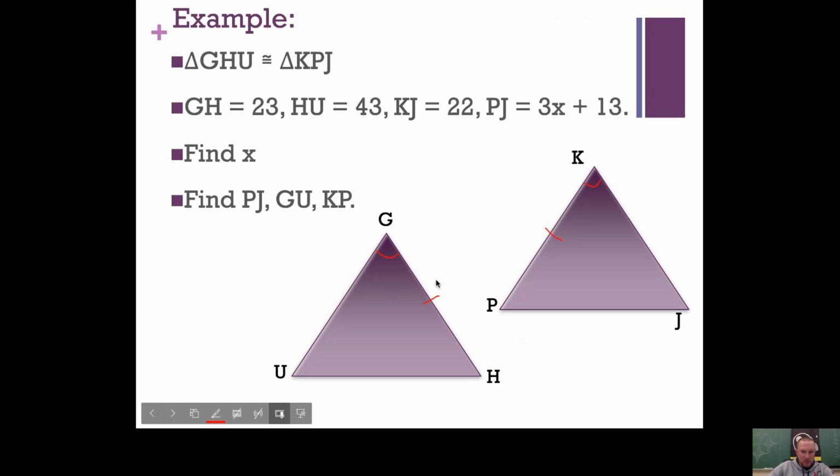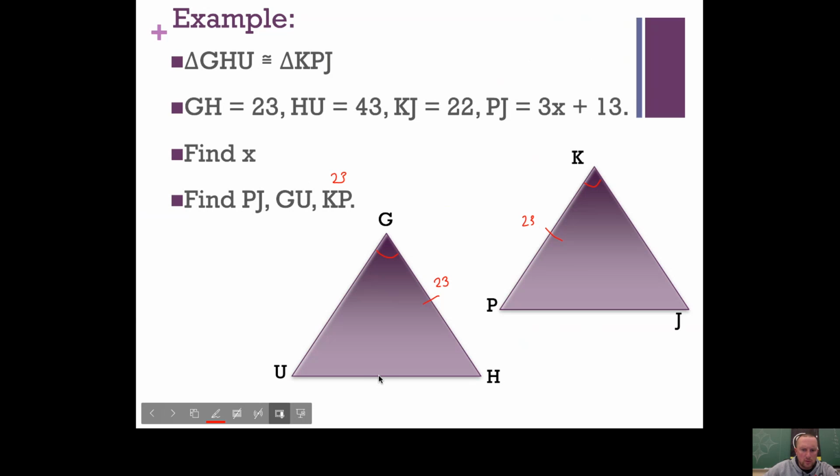Notice how we know segment GH is 23. So how long do you think segment PK is? It's also 23. So we can answer that question right now. They're asking how far is it from K to P? You know it's 23.